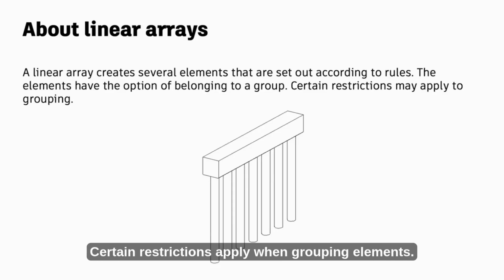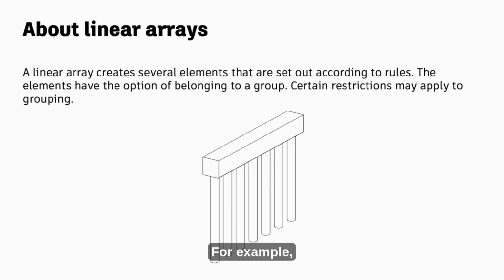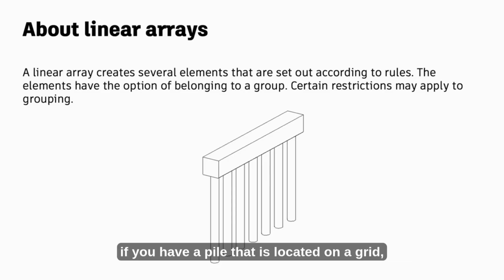Certain restrictions apply when grouping elements. For example, if you have a pile that is located on a grid, by default the pile will move with grids. If you then group the piles without the grid, the relationship cannot be maintained.